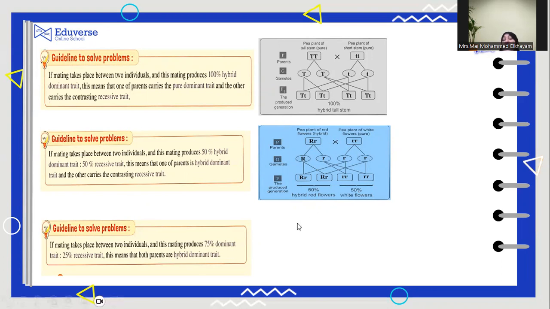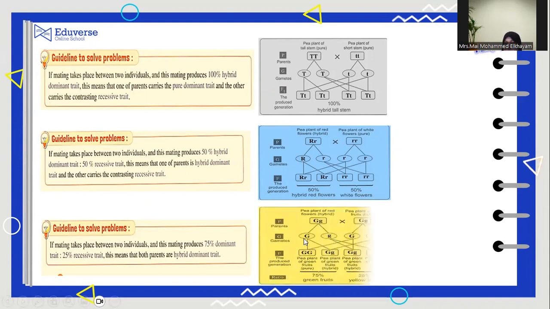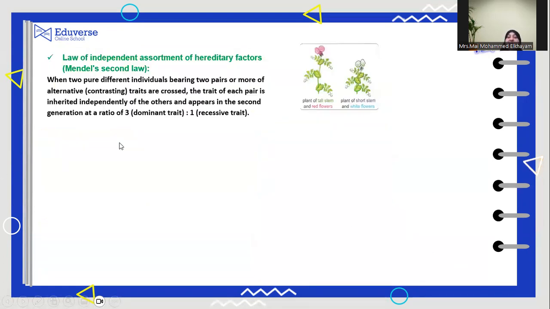generation, the second generation in Mendel's experiment. So it is G capital G small by G capital G small, and you're going to get 75% and 25%. Law of independent assortment, this is the second law of Mendel, or Mendel's second law. It's called the law of independent assortment of hereditary factors, Mendel's second law.